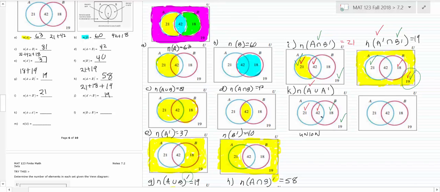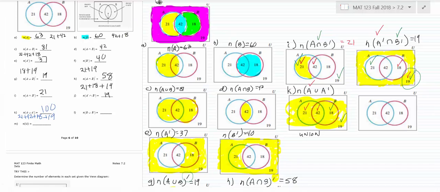And then on this, it's just what did you check? Well, we checked everything. So if you're in A and outside of A, you're just joining it all together. So what you would do on this problem is just 21 plus 42 plus 18 plus 19. So that would be 100. What that means is it's the whole thing. So that would be the number of elements in the entire universal set in this particular situation. All right, so that's what that means.